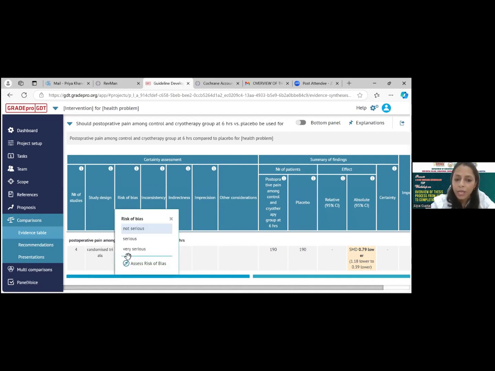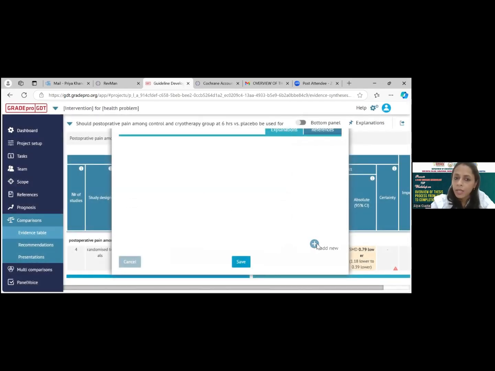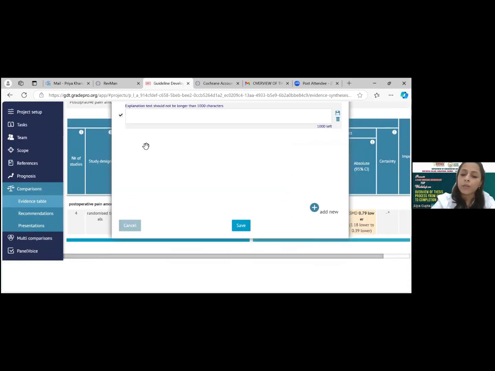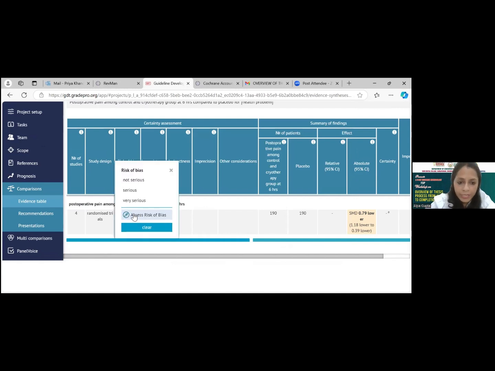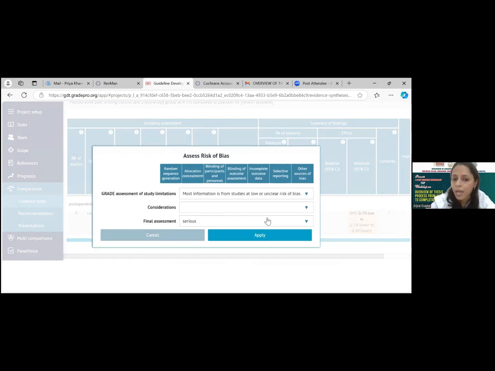Next is risk of bias. Risk of bias reported in this study was serious. You have to add the explanation here that in the present systematic review, the risk of bias was high. Now you can assess this risk of bias over here. That is the GRADE assessment of study limitation. Most of the studies were having low or unclear risk of bias. It has already been mentioned in the article.